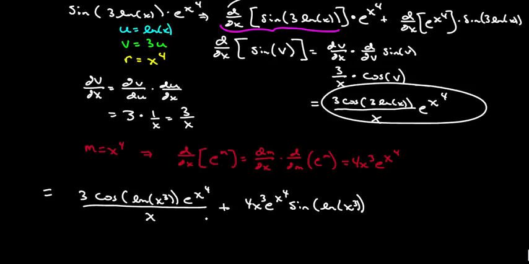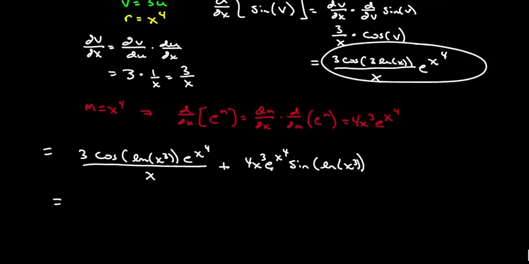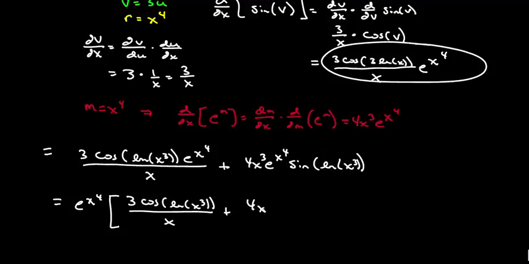So what I could do is the only thing in common that I can pull out is e to the x to the 4th. So e to the x to the 4th gets pulled out. What's left is 3 cosine of the natural log of x to the 3rd over x, plus 4x to the 3rd times the sine of the natural log of x to the 3rd, like that. And that's your derivative.